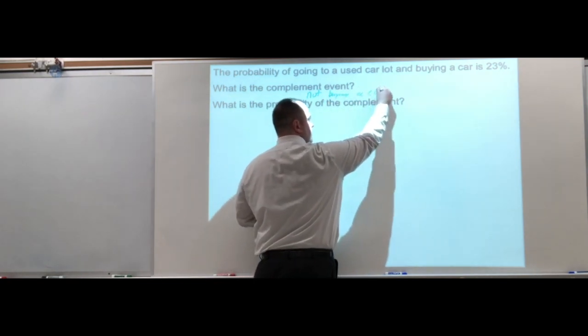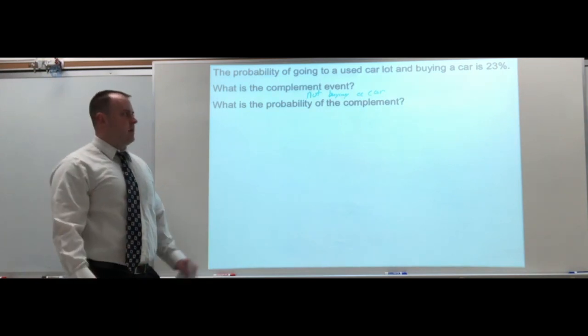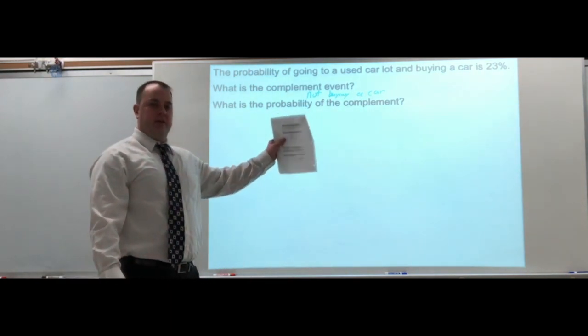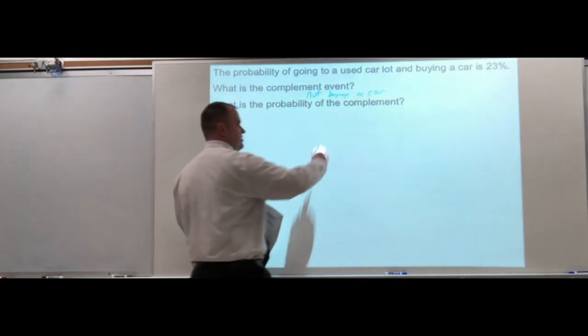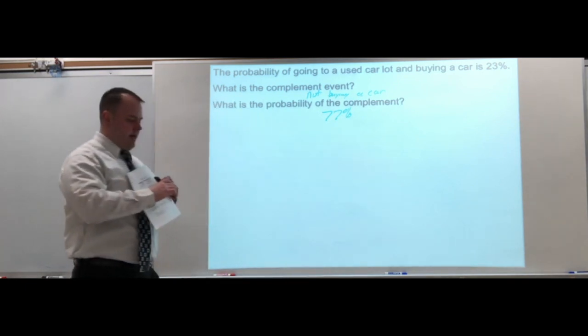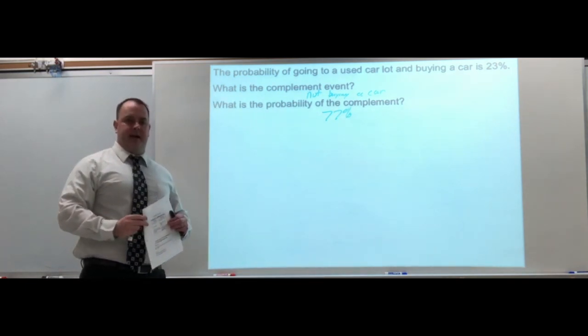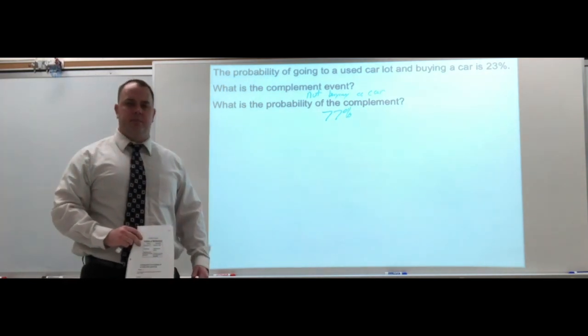Not buying a car. And the probability of that, remember they have to add up to 100. So you need to think, okay, 23% that I'm going to buy that car, that means there's a 77% chance of not buying that car. So there's the complement event and the probability of that complement. Okay? So that's the last little bit of 12.1 basic probability.